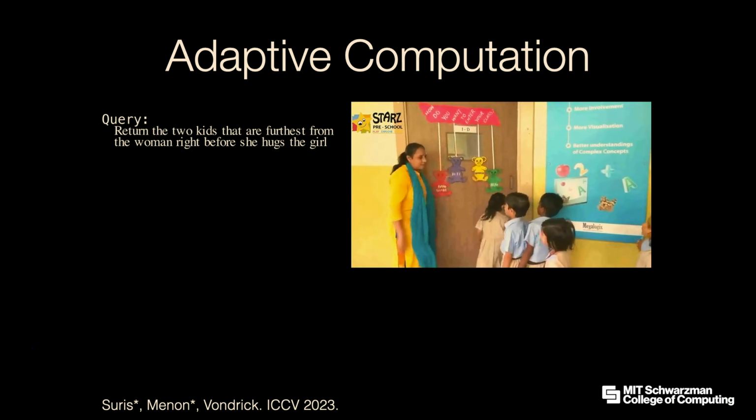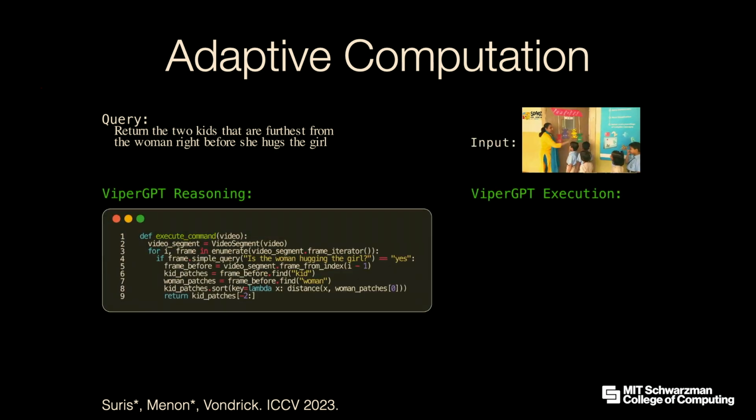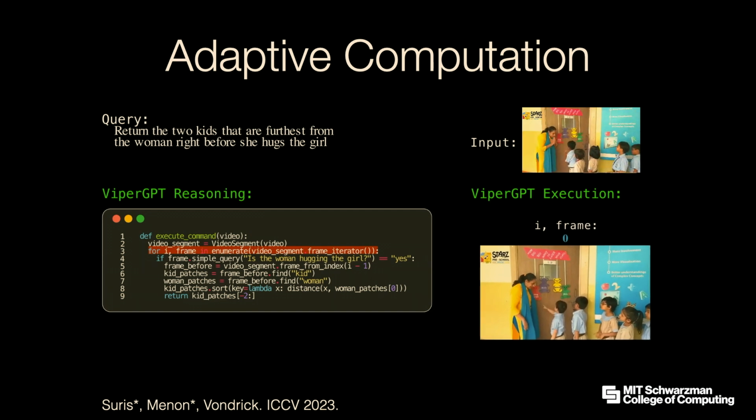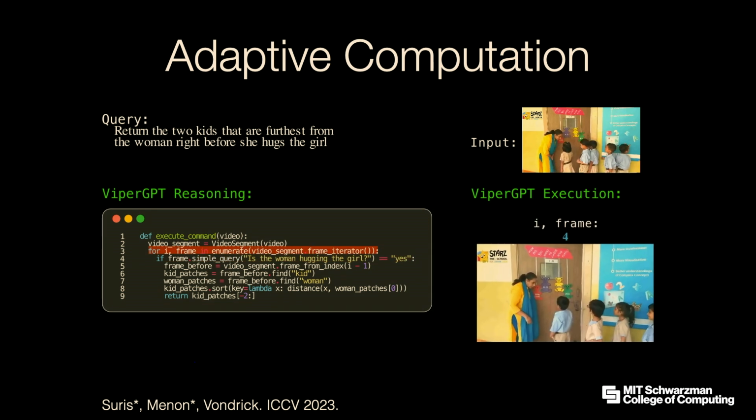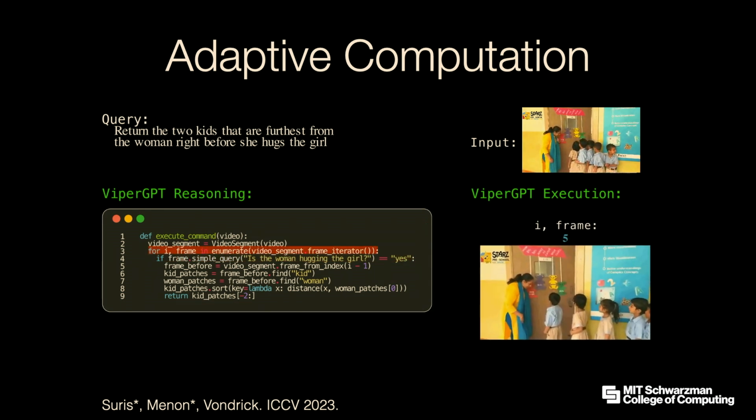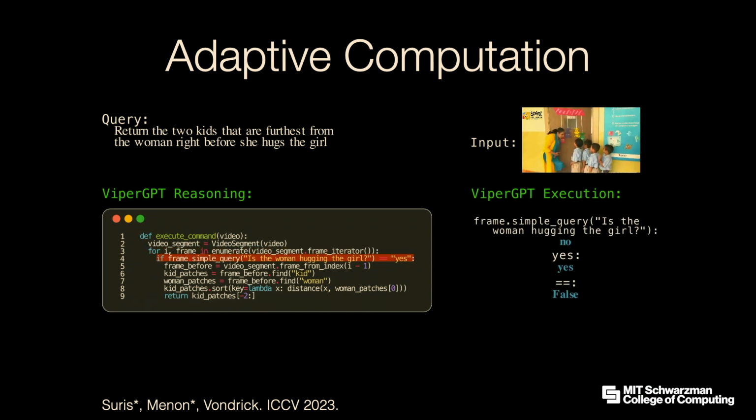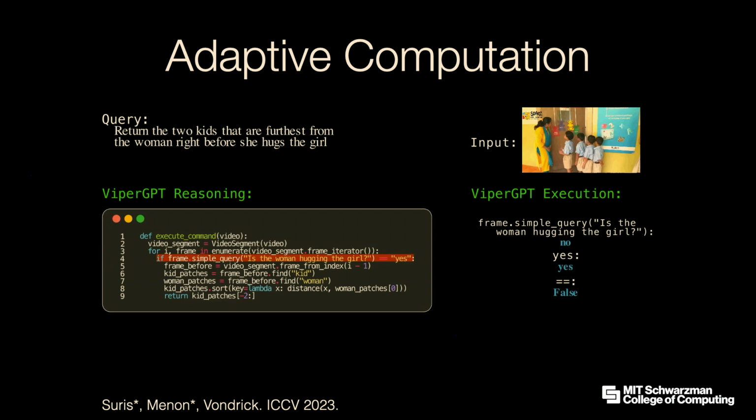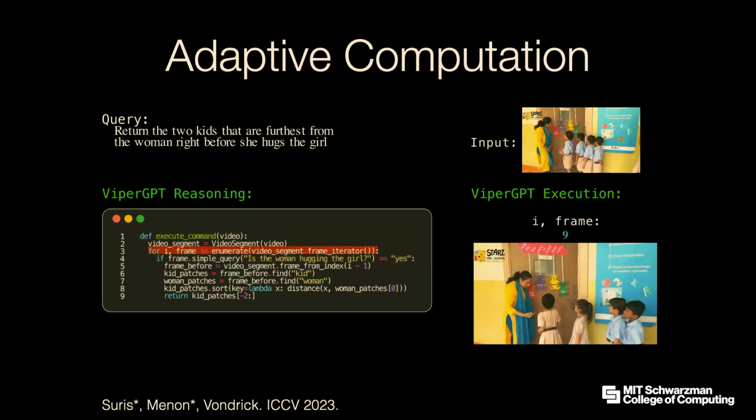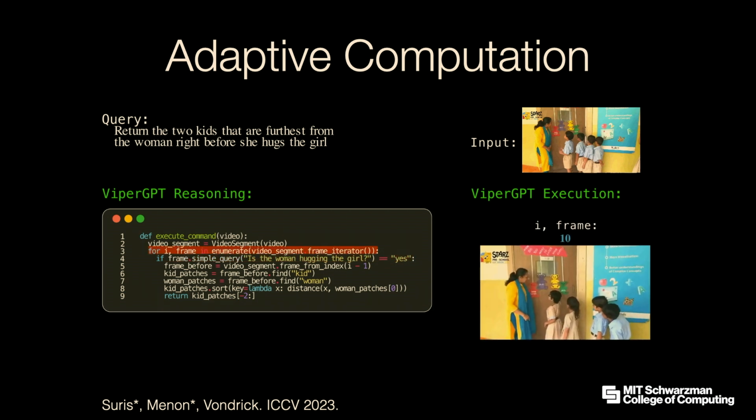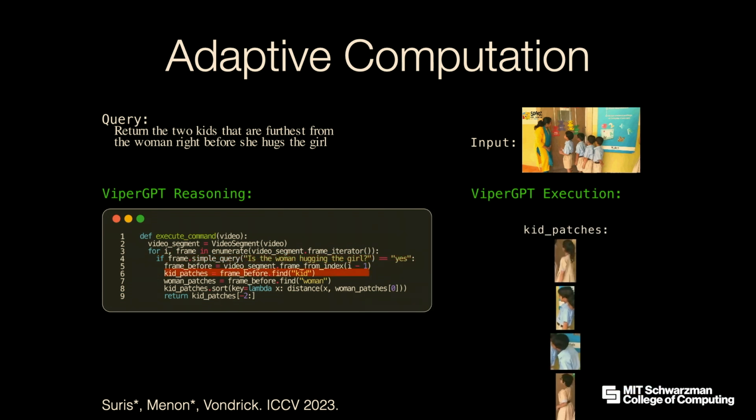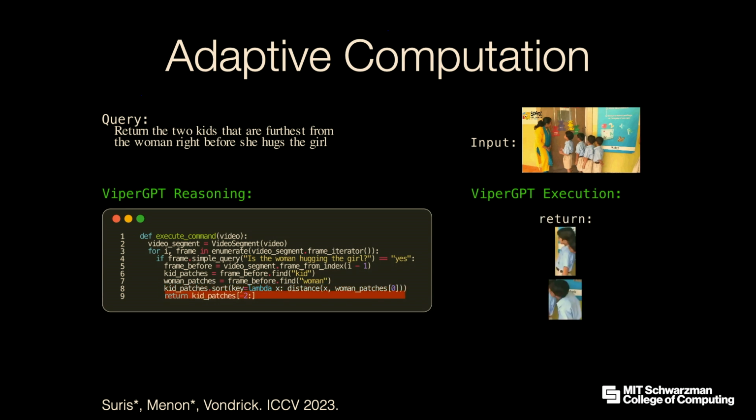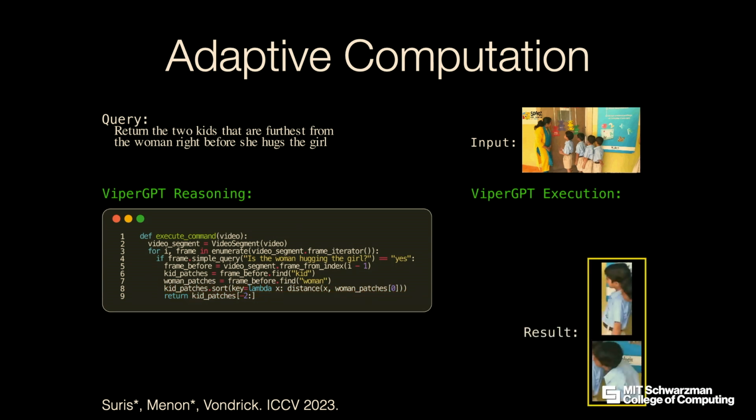And just using the prompt that I showed before, the output is this piece of code that if you execute it, it parses the video into segments, and it starts looking for when a hug appears. So just executing each, looping over all the frames, until it detects the hug. It keeps executing until it returns the 2 patches with the kids. So it's a pretty sophisticated reasoning.